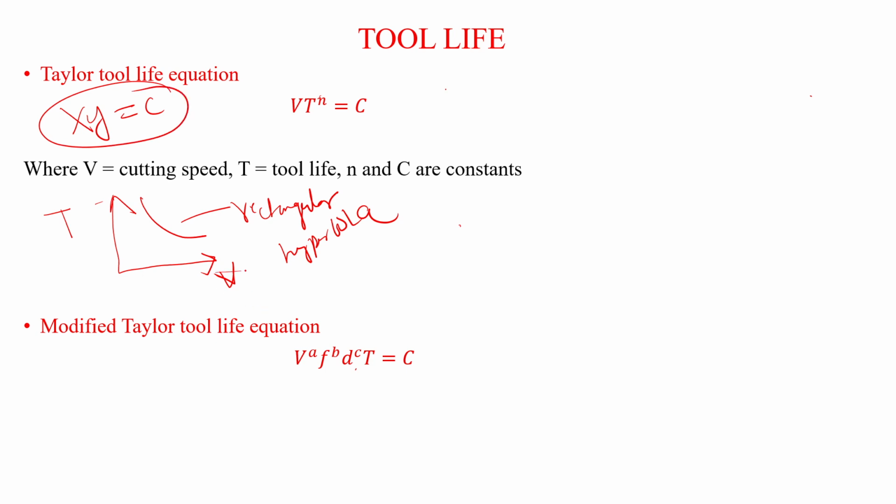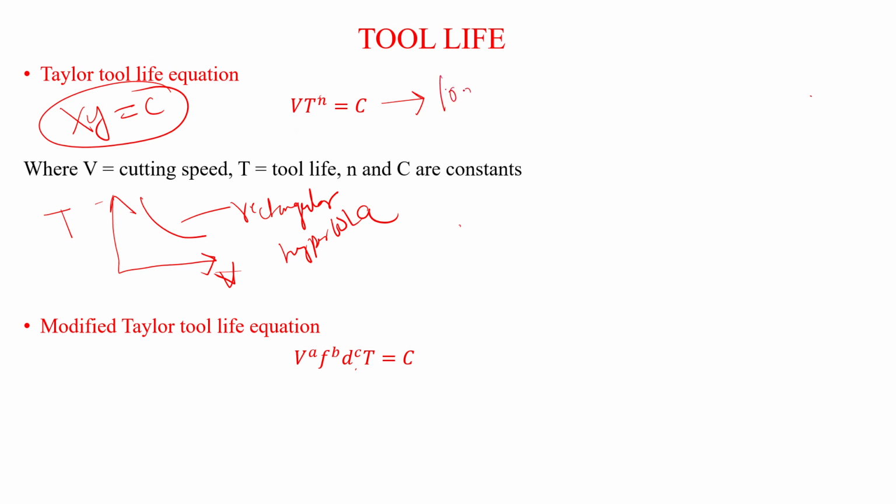So see, when you are increasing V, the T is decreasing. But if I want a straight line, how can I plot a straight line curve between V and T? Do you have any idea? Anyone having any idea? Log V on the y axis, log T on the x axis. Yeah, right. So what we can do is take a log of both sides.